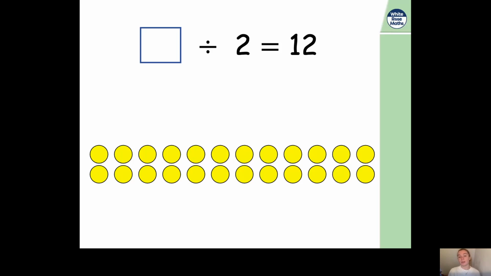So then we can count the number of counters that we have. So I'm going to change some to red to make them easier to count. So we have 10 yellow counters, 10 red counters, and then 4 yellow counters. So 10 plus 10 is 20, add 4 is 24.